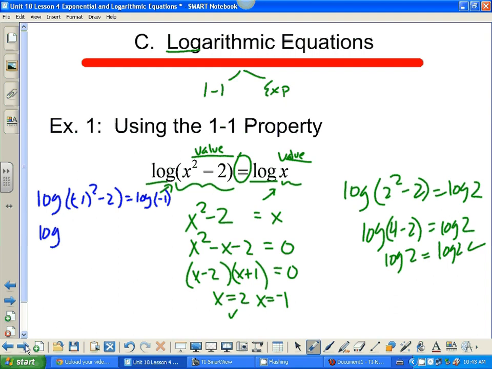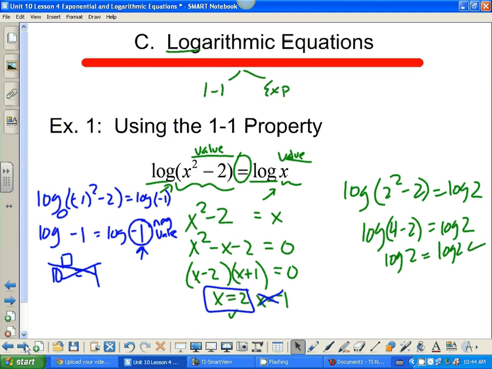And if you're doing the math, guys, you might be like, oh, well, the log of negative 1 equals the log of negative 1, so that's the solution. This is extraneous because, as a reminder, you cannot have a negative value. There is no power of 10. Remember, this is the common log. There's no power of 10 that yields negative 1. So my only solution is x equals 2.